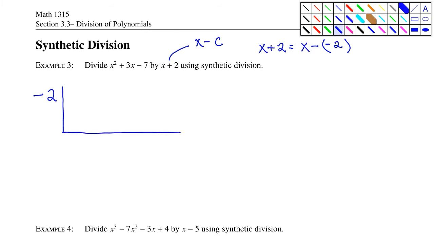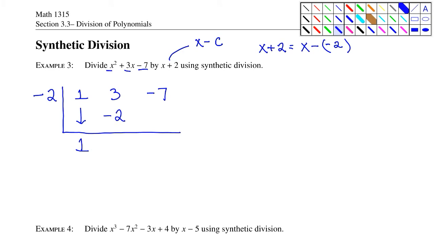And now we place the coefficients. So that's 1x squared, so I have a 1. Then I have 3x, so it's a 3. And then a negative 7. So include the signs with everything. And now here's the process of synthetic division. We're going to bring down the first number. Then we multiply. Negative 2 times 1 is negative 2.